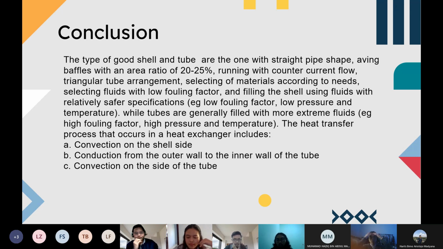So the heat transfer process that occurs in a heat exchanger includes first convection on the shell side, then also convection on the tube side, and then conduction from the outer wall to the inner wall of the tube.